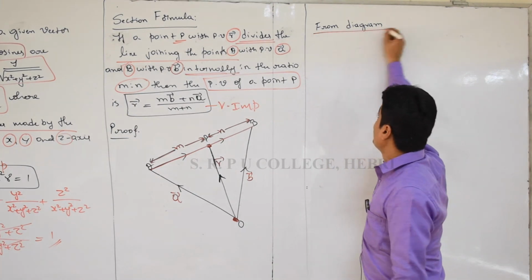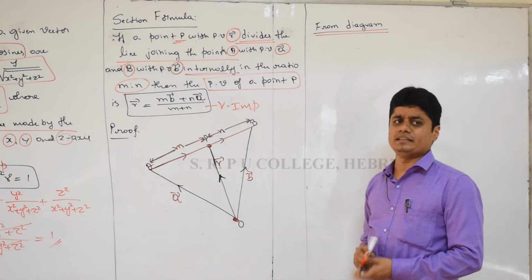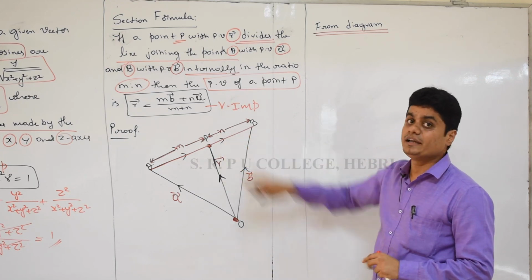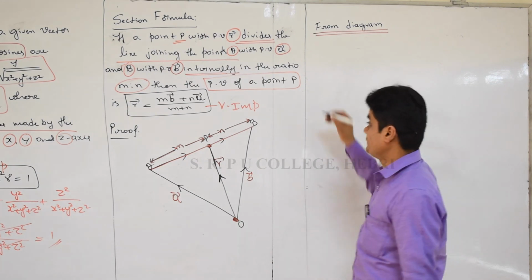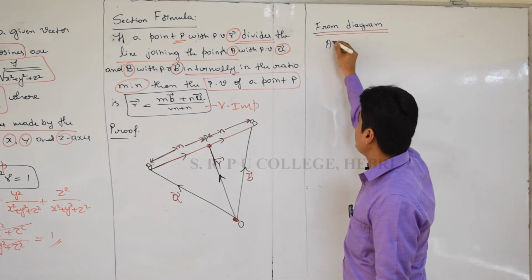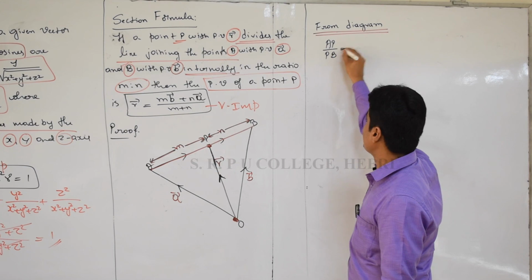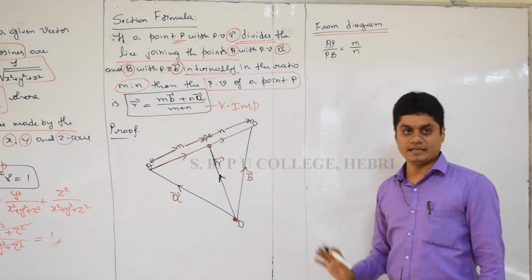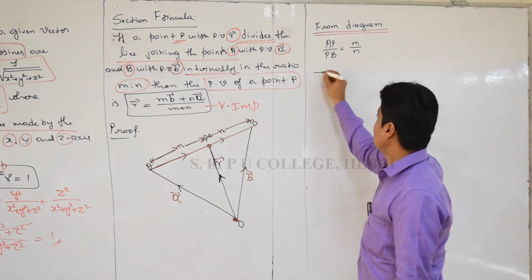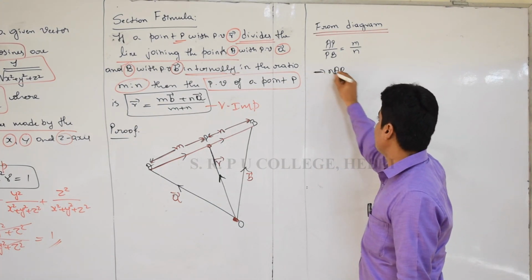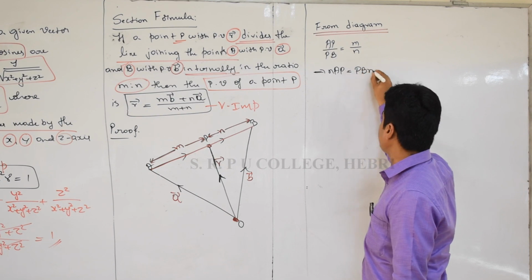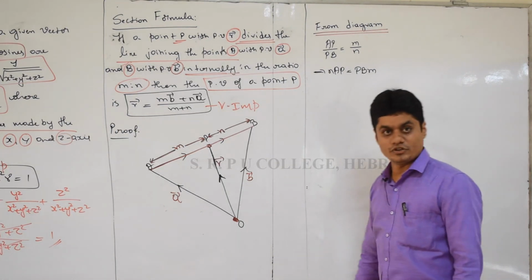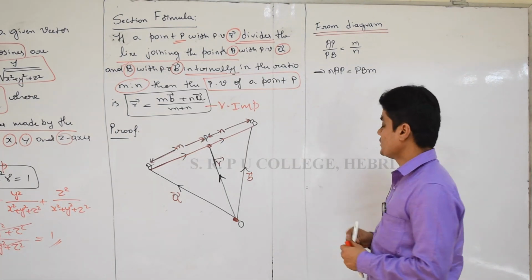Now I'll explain how to get the proof. It is very simple. I'm just using the diagram, not writing any construction in there. This is the given data in terms of the diagram. Now observe carefully. From the diagram we know that AP by PB is equal to M by N, correct? Did you agree with me? Yes. Now this implies AP into N equals PB into M. When you cross multiply, AP into N equals PB into M. Did you agree with me? Very good.